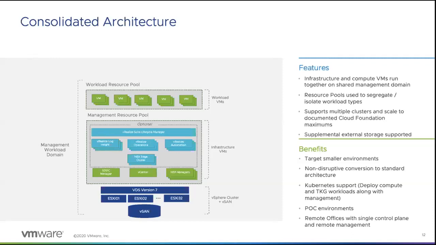And this provides an option for a smaller entry point in terms of resources, infrastructure needed, and also cost. And then, especially if you're running in ROBO offices or retail chain stores with a single control plane, the consolidated architecture is a great use. And like mentioned before, you can easily transition to a standard architecture as your requirements grow.